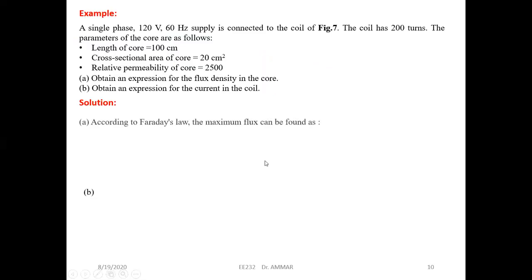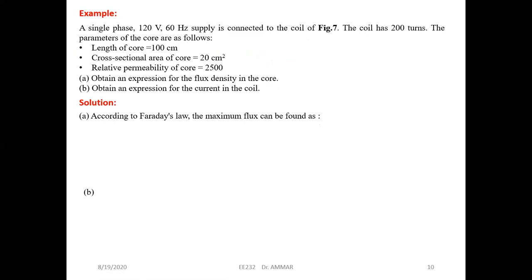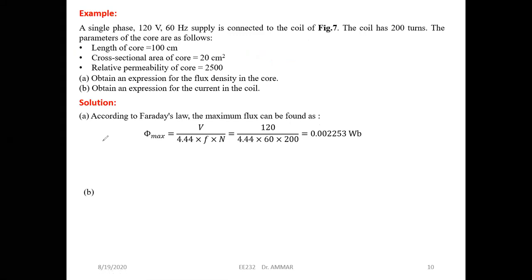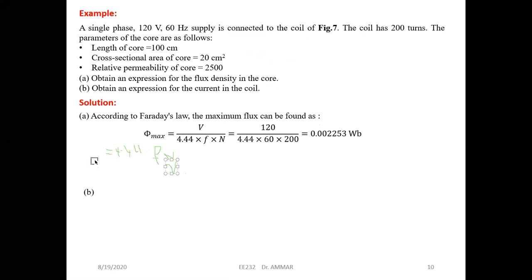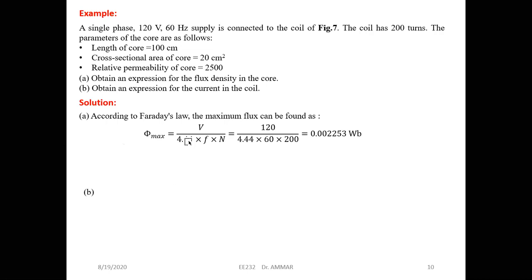So we use the expression according to Faraday's law. The maximum flux can be found like this. The maximum flux according to Faraday's law, the last expression we have seen, which said that E RMS, of course, it's the voltage, equals 4.44 times F times N. According to this expression, the maximum flux equals V over 4.44 times F times N.